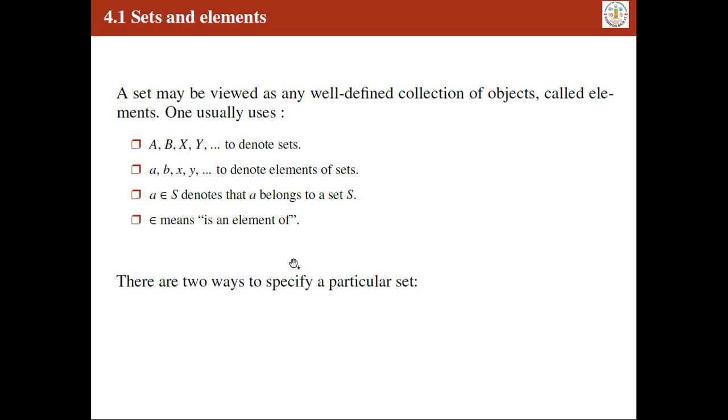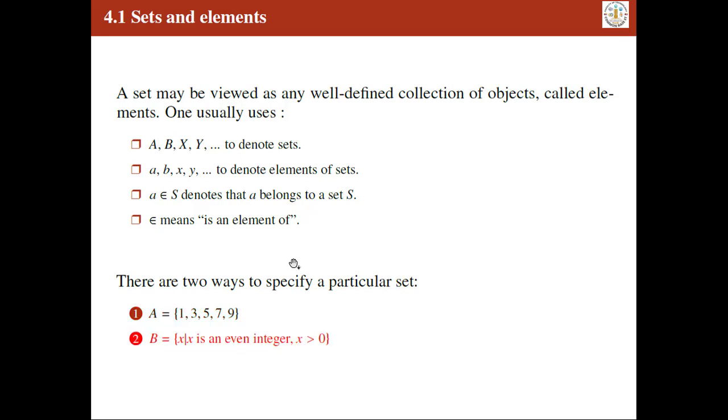There are essentially two ways to specify a particular set. One way, if possible, is to list its members separated by commas and contained in braces. A second way is to state those properties which characterize the elements in the set. Examples illustrating these two ways: A consists of the numbers 1, 3, 5, 7, 9.